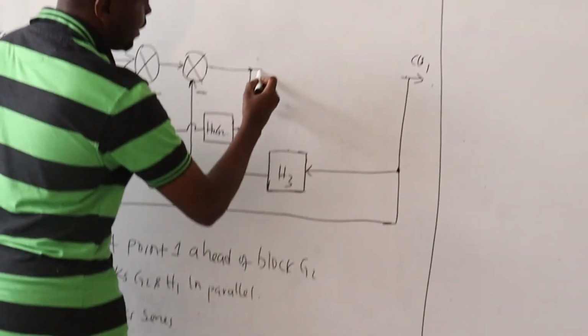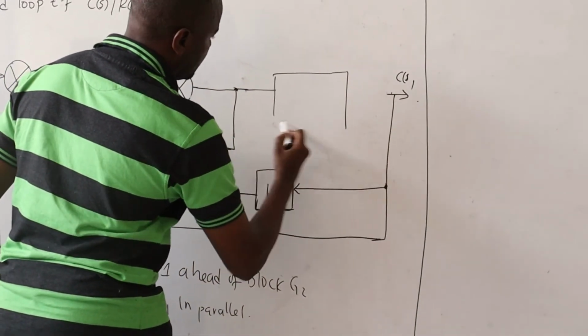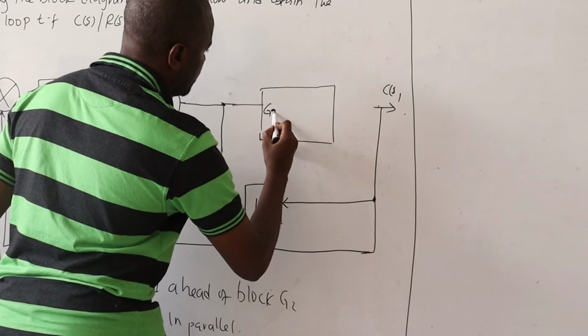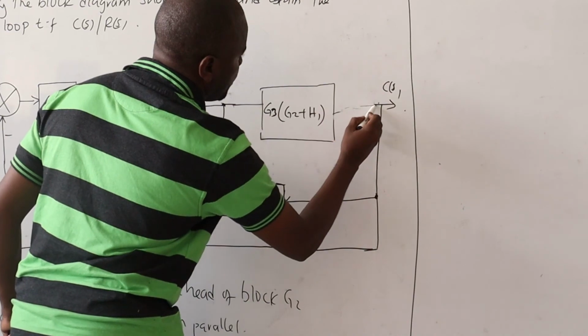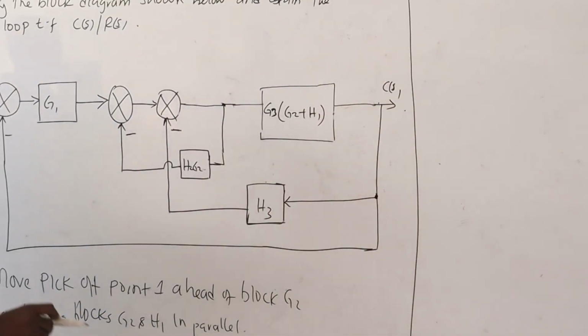So here we have G3 into G2 plus H1. That is now after combining the blocks in series. And again, we look at what other rule we are going to apply in order to ensure that we reduce it until we reach the canonical form. So after doing that, we look at, is there any block in series? Do we have any block in parallel? We don't have any remaining in series. We don't have any remaining in parallel.